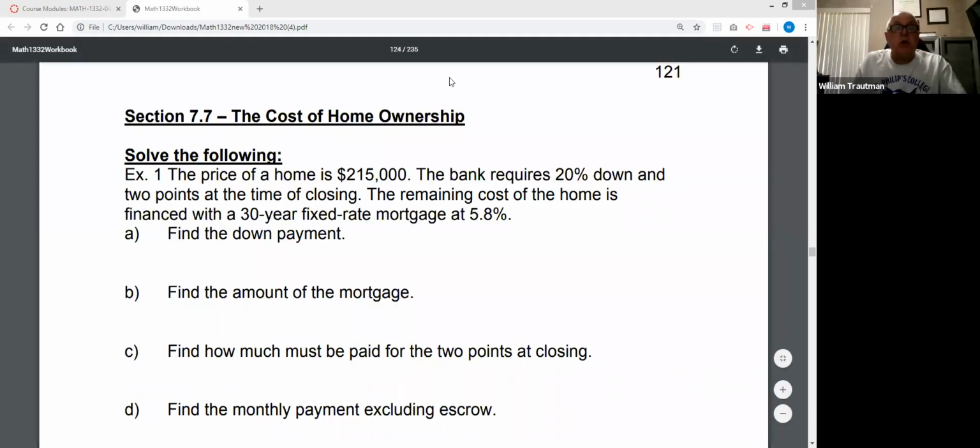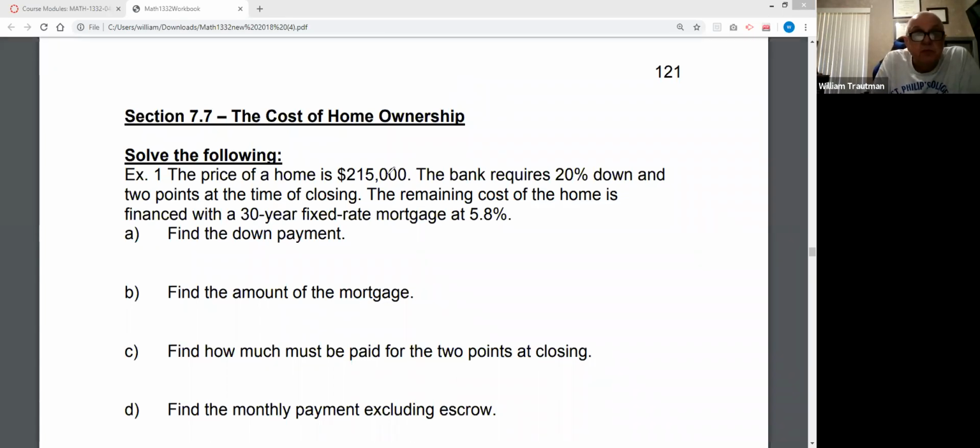Okay, we're recording on 7.7 home ownership. And we're going to use some formulas on this sheet again that we'll look at. So here's the price of a home, $215,000. The bank requires 20% down and 2 points at closing time.